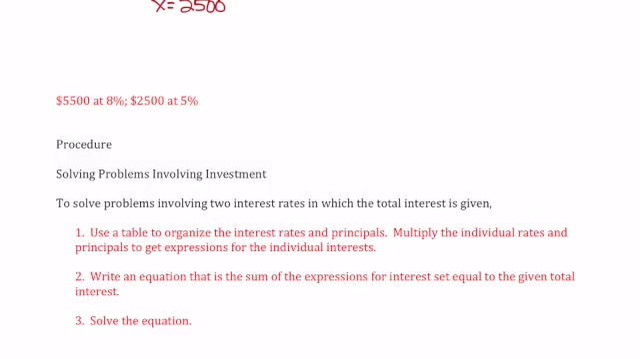The procedure, I would really like you to write it down. Number 1 is use a table to organize the interest rate and principals. Multiply the individual rate and the principal to get the expression for the individual interest. That's what I did. 2. Write an equation that is the sum of the expressions for the interest. Sum is because you add them together, one interest and the other interest, equal to the given total interest.